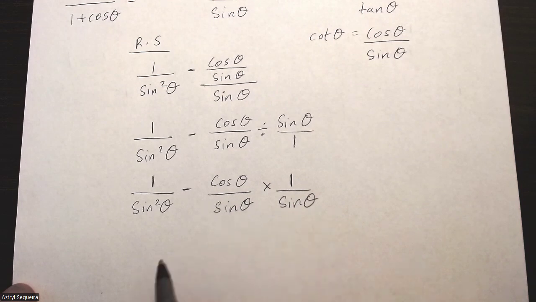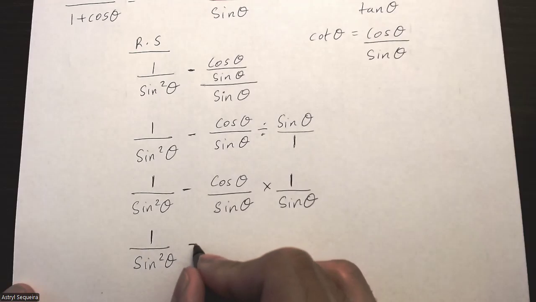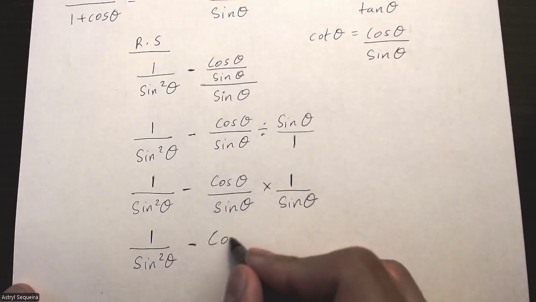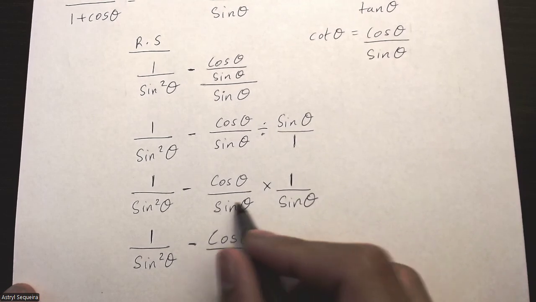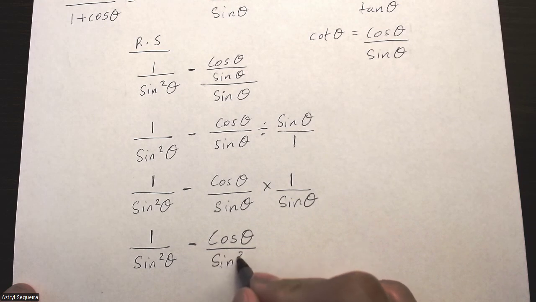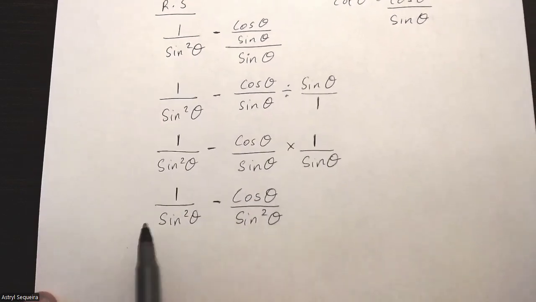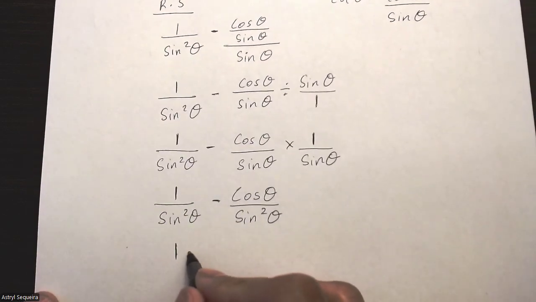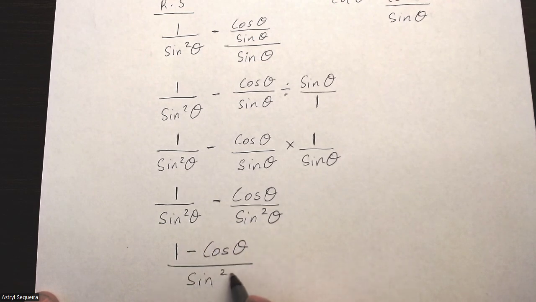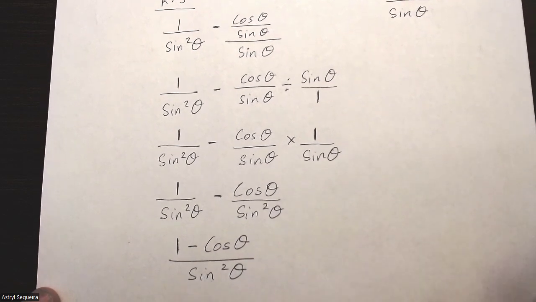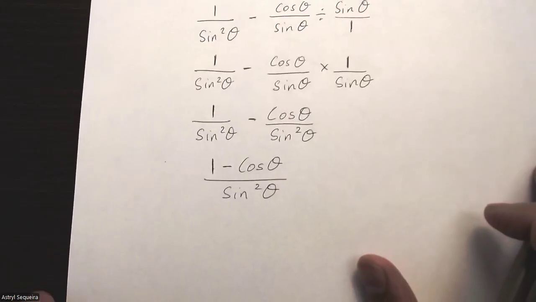Now I'll just do my multiplication because according to BEDMAS, we got to do multiplication first. Cos theta times 1 is just cos theta, and sine theta times sine theta is sine square theta. And then they already have a common denominator here, so I can just combine like terms. So I get 1 minus cos theta over sine square theta. Now let me compare this to the other side. The other side is 1 over 1 plus cos theta, so I still have to simplify quite a bit more.